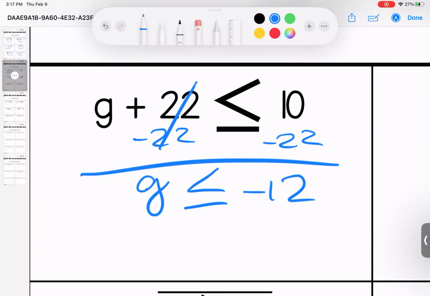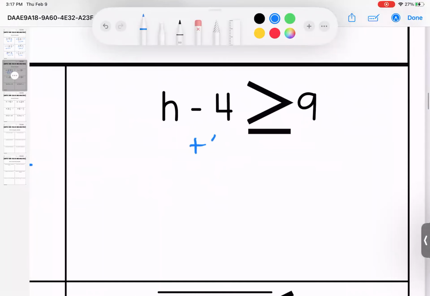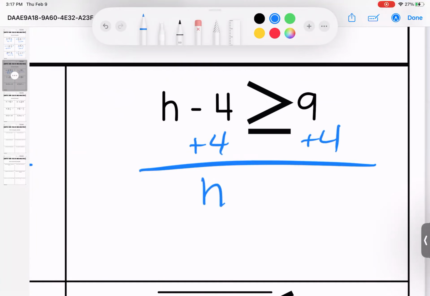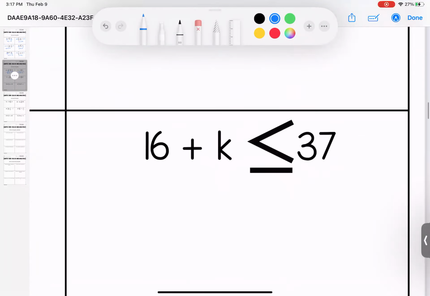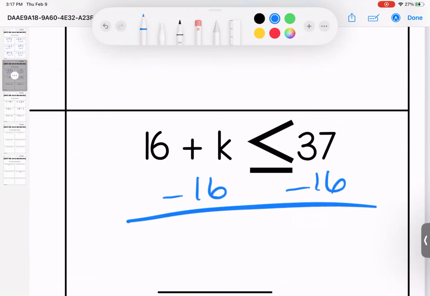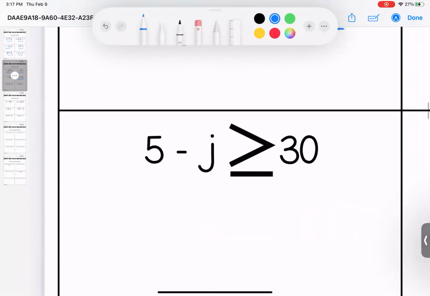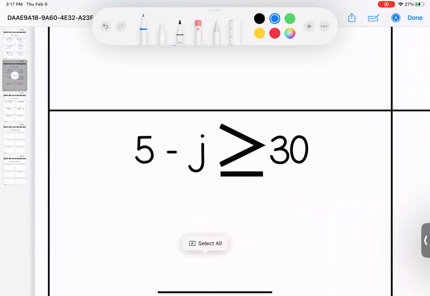10 and 22 are opposite signs, so we subtract and keep the sign of the greater number. I'm going to add 4 to both sides. -4 plus 4 leaves me with 0, just giving us an H. H is greater than or equal to 13. I'm going to start with subtracting 16 from both sides. That leaves me with K is less than or equal to 21.